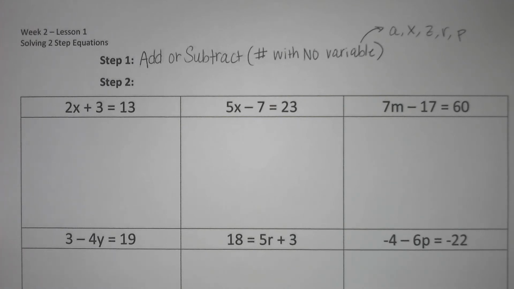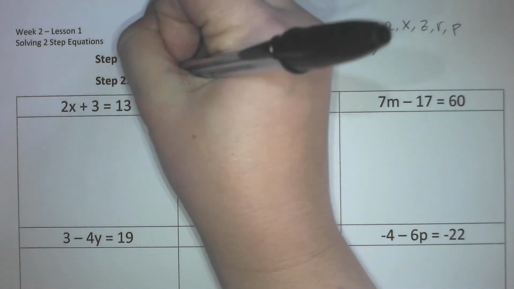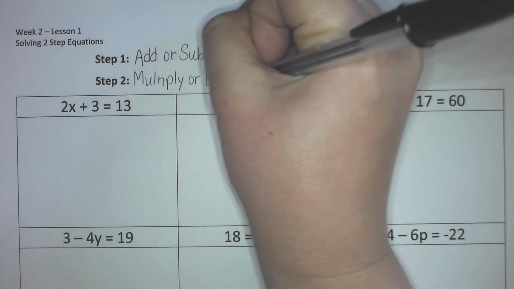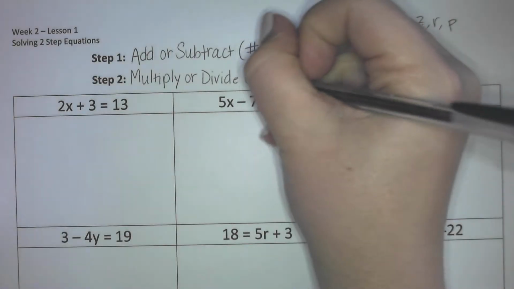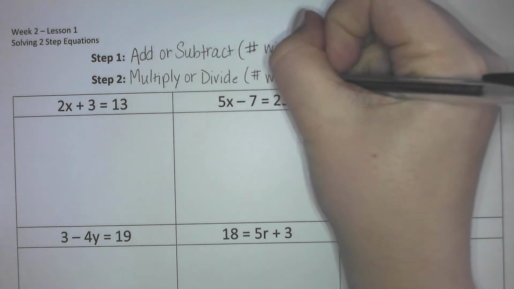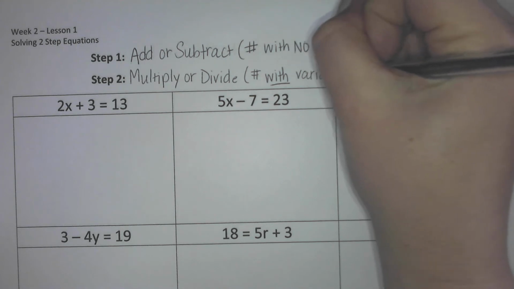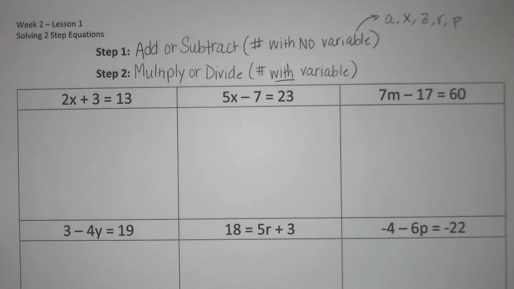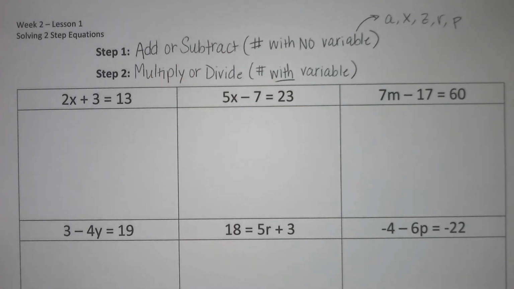And then once you've done that, on step two, you're either going to multiply or divide. Okay, so step two, you're going to multiply or divide a number, and that's always the number with the variable. Okay, if you need to pause the video, get these notes down. These are super important. These are the steps you should follow every single time. You don't multiply or divide first. You always add or subtract first, and then you multiply or divide if you have to.